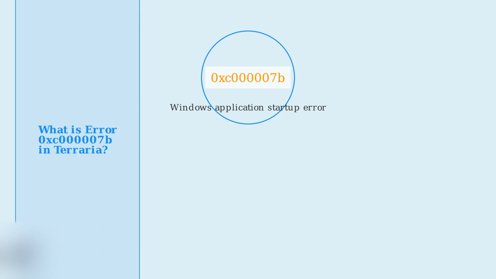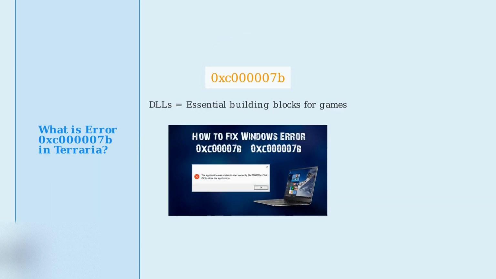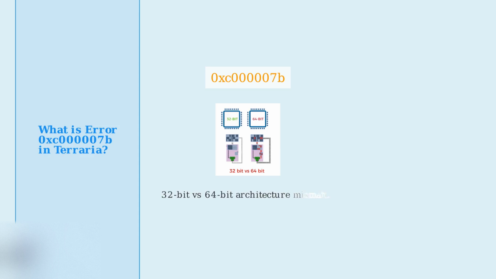0xc000007b, officially known as Status Invalid Image Format, is a Windows application startup error that occurs when Terraria, a 32-bit game, fails to load due to mismatched or corrupted dynamic link libraries. This happens when Terraria, being a 32-bit game, cannot properly load the essential building blocks it needs, called Dynamic Link Libraries, or DLLs. The issue arises from architecture mismatches, such as trying to load 32-bit DLLs on a 64-bit system, or from missing and outdated system files.